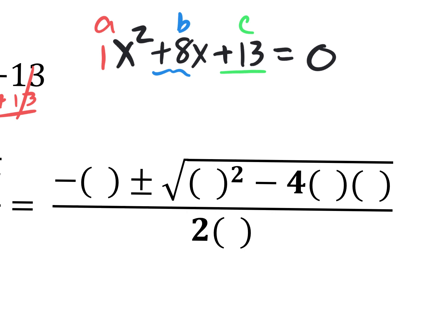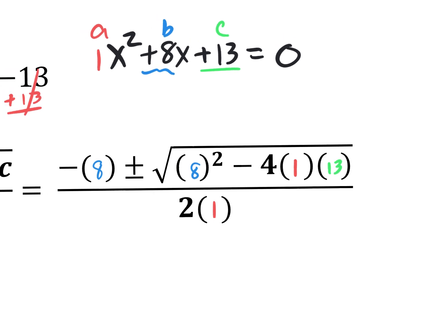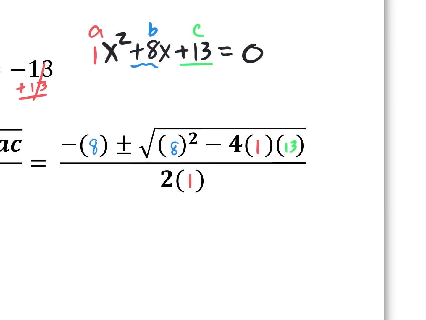So we're going to put the B value, the 8, right here and right here, okay? The A value of 1 goes there, and the C value of 13 goes right there at the very end, okay? Now, the instructions on the bottom left say to start with the discriminant. You want to start with this value right here, 8 squared in parentheses minus 4 times 1 times 13, of course, in parentheses. So you could do it with the calculator, or you could do it by hand.